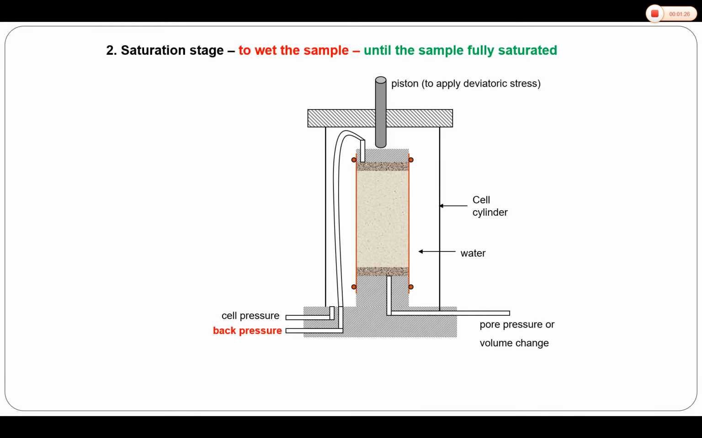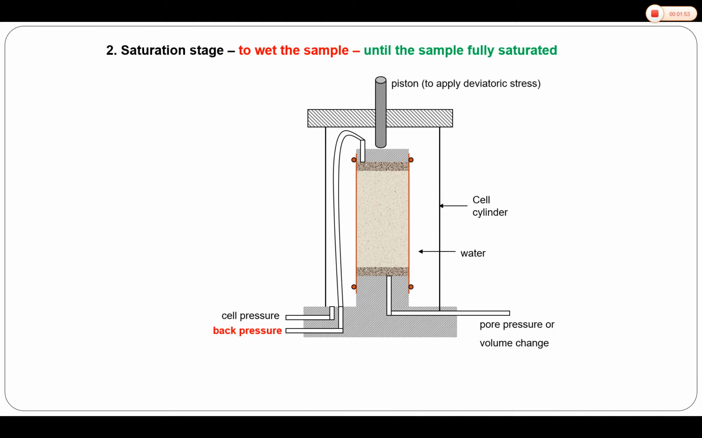Okay, then after that we have prepared the sample. We go to the second stage, which is the saturation stage. Saturation, the word saturation kita dah jumpa since chapter 1. To moist the sample, nak tahu moisture untuk nak basahkan sample. So we need to saturate the sample, to wet the sample until the sample is fully saturated.